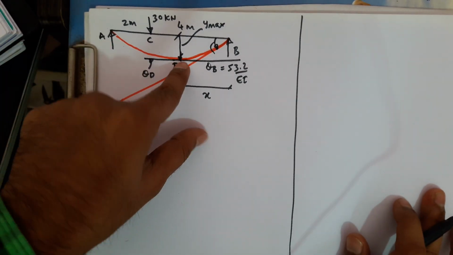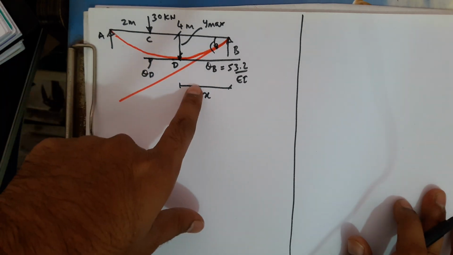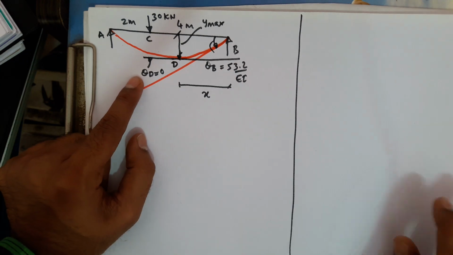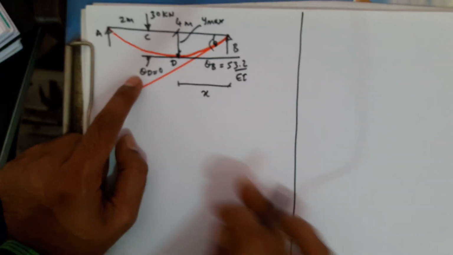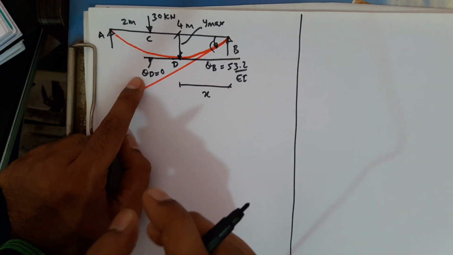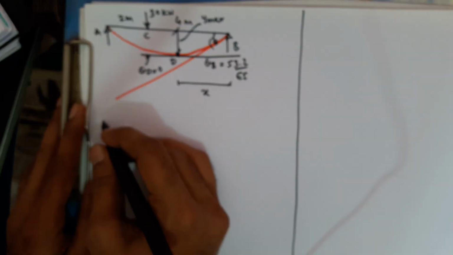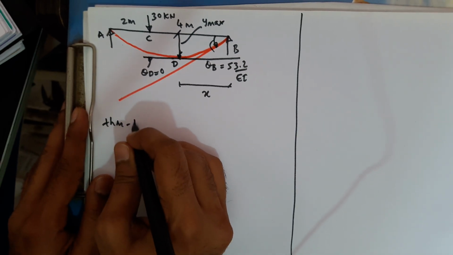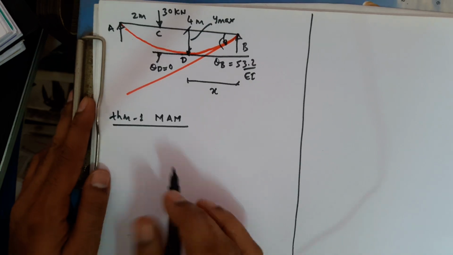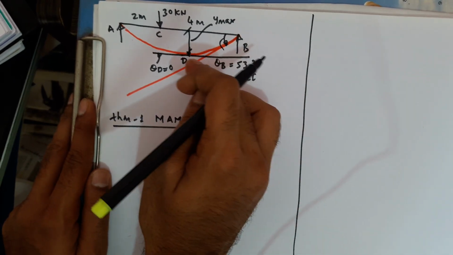At a point of maximum deflection, the tangent to the curve will be horizontal. That will make theta D equal to 0. And we have to determine this x, the position of maximum deflection, meaning the position of point D from B. Now we can use theorem 1 of the moment area method, which states that I will directly take the point B and point D.